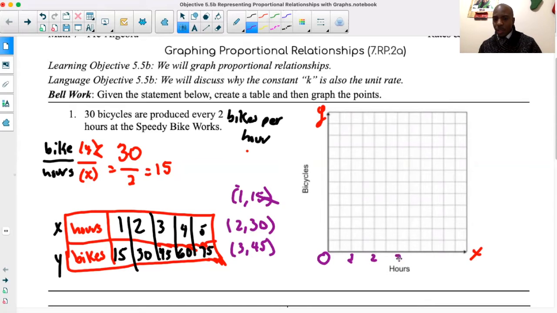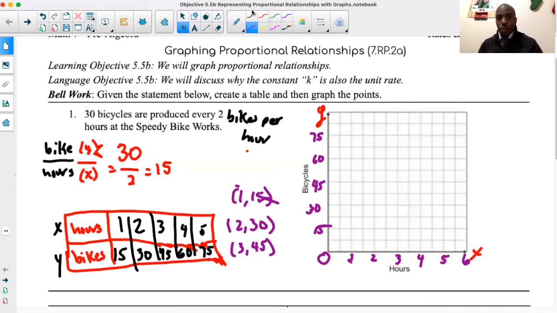You could label this 1, 2. Notice that I'm skipping every other line here. You could do 1, 2, 3, 4, 5, 6, 7, 8, 9, 10, 11, 12, whatever you feel more comfortable doing. Even here, you could do 15 all the way up. I'm going to skip every few. Make that 15, make this 30, make that 45, make that 60, make that 75, okay? So notice that I did that.